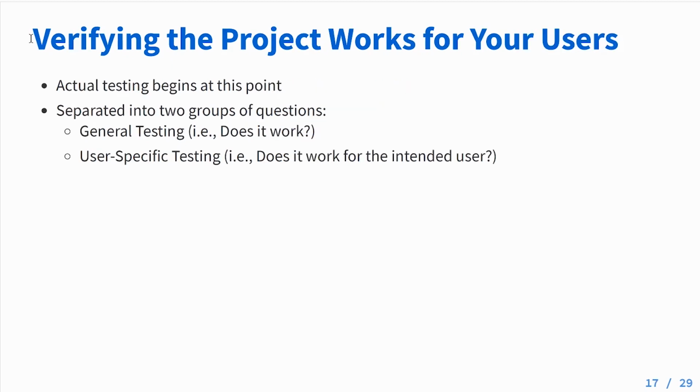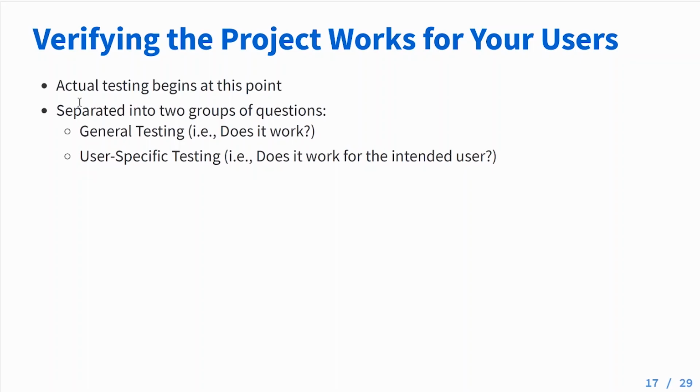The next slide is going to be verifying that the project works for your users. So at this point, we've actually started the UAT process. We want to make sure that we have 2 groups of questions, and those 2 groups are general testing questions. For example, does it even work? Is our functionality working the way it's intended to be working? And our second group of questions is user-specific testing. So similar to the general testing, but in this case, it's targeted towards specific users.